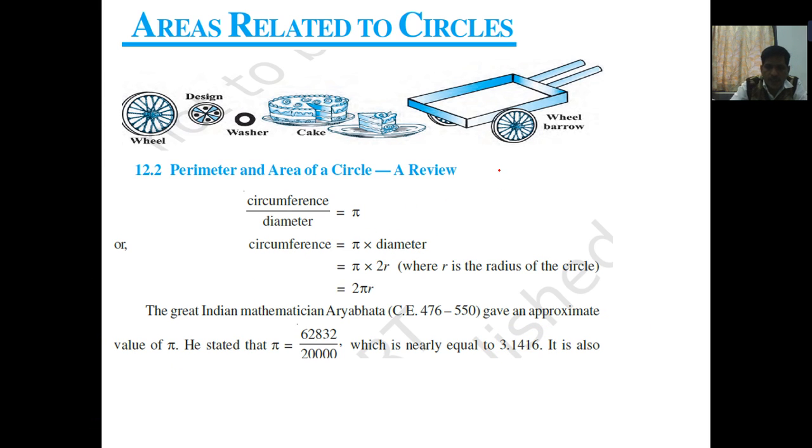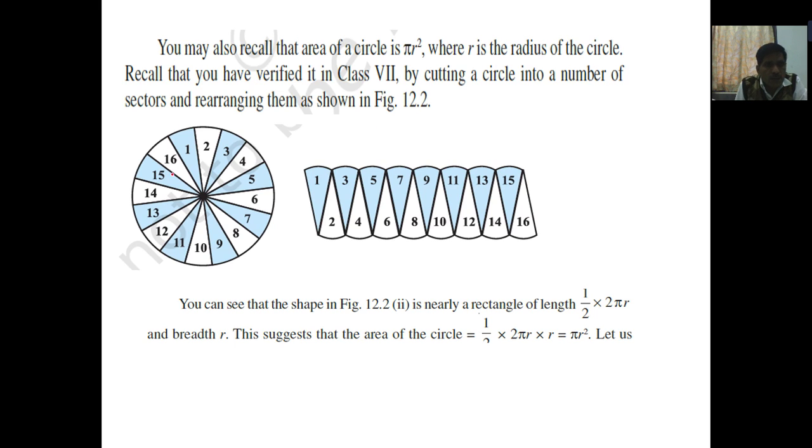Now we go for area. So there is one circle. We divide it into segments. You may also recall the area of a circle is pi r square, where R is the radius of the circle. Now how do we derive it? By cutting the circle into a number of sectors and rearranging them, it looks like a rectangle. It is a rectangle, so length into breadth. Here the breadth, if you see, every time is R. So breadth is equal to R.